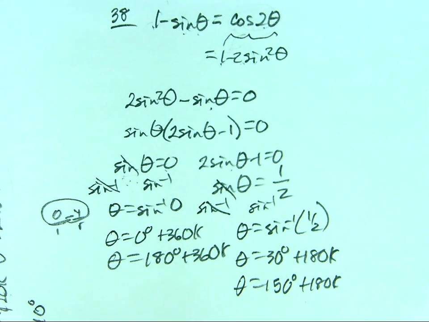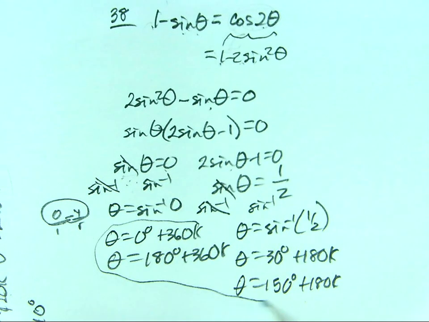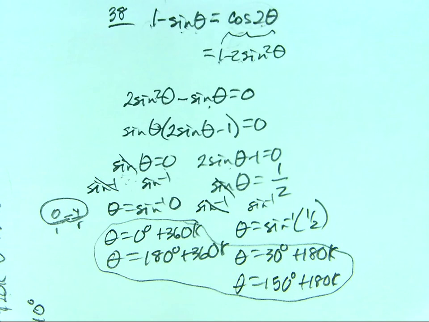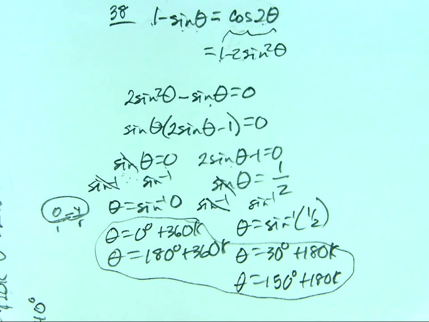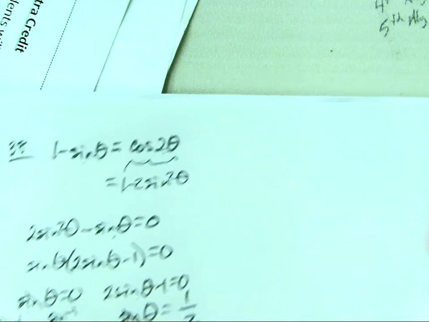Now this one says find all solutions. Whenever it says find all solutions, we stop right there. These are our answers, because we can do as many as we want now. When it says all solutions, you actually get to stop sooner than the other ones. All right, let's look at 39.